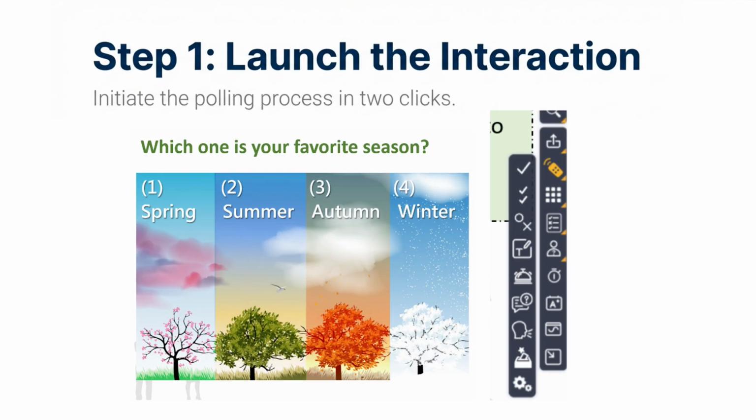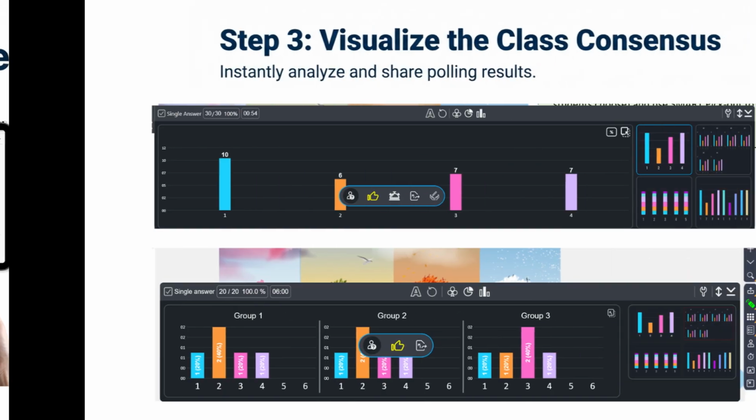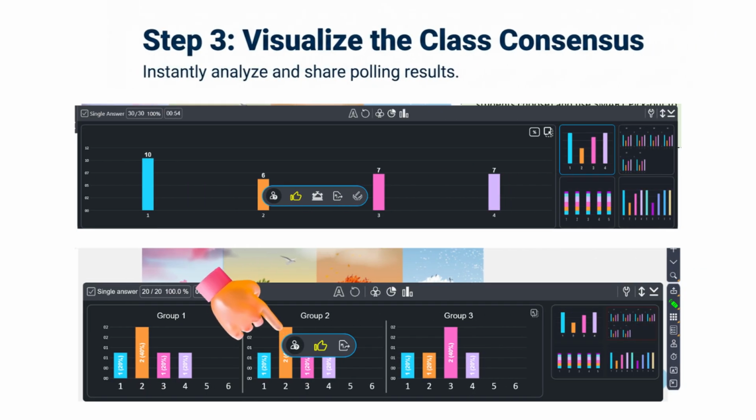Look how quick this is. In just 4 simple steps, you can launch a question. And boom, you get this super clear visual of what the whole class thinks, instantly. And the best part? You're not guessing anymore. You get 100% active participation, every single student.